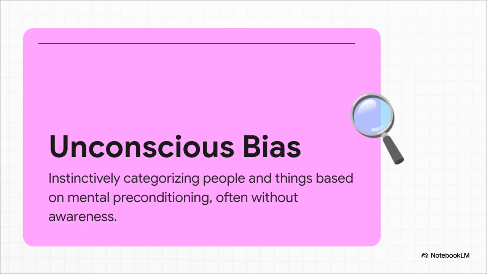Okay, so to really get to the bottom of AI bias, we've got to talk about something very human first, unconscious bias. Think of it like this. It's the mental autopilot our brains use to categorize things instantly, often without us even realizing it. Now here's the kicker. AI is trained on these massive oceans of human-generated data, all our books, our articles, our online chatter. And guess what? It learns all of our hidden, unconscious biases right along with the facts.